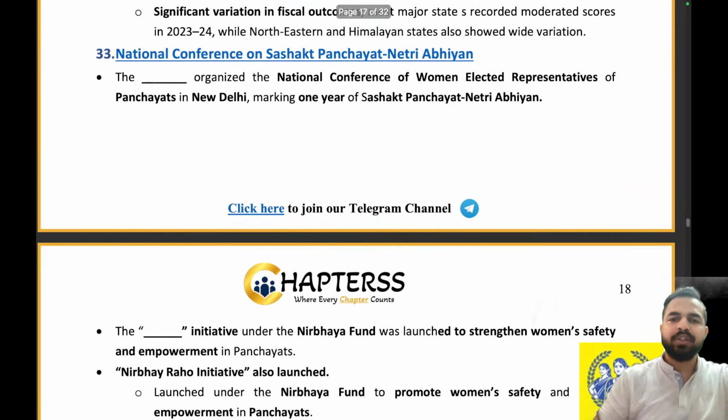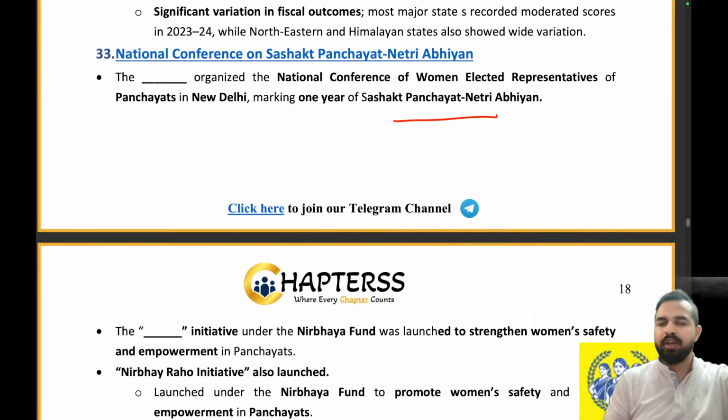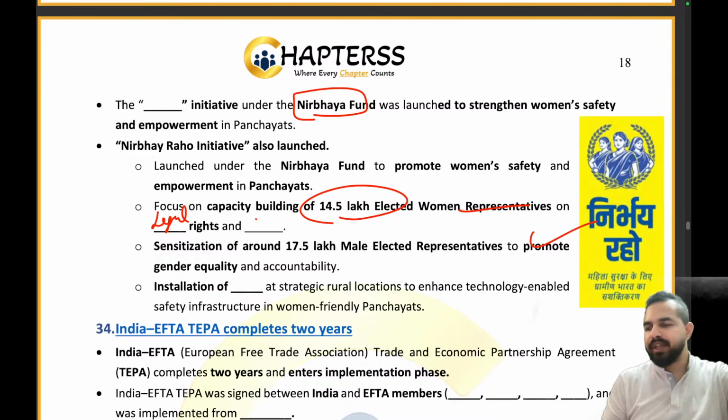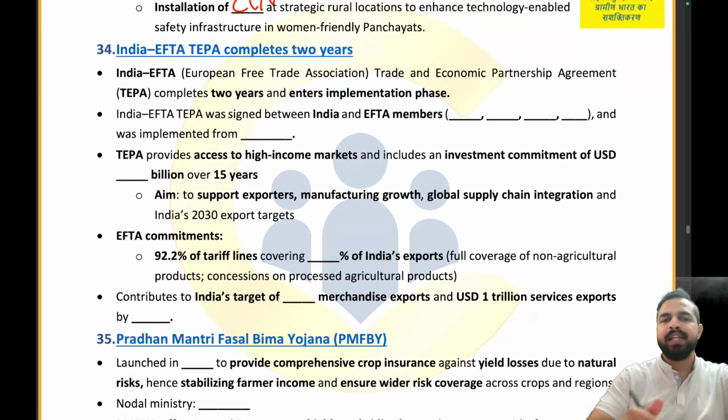The National Conference on the Sashakt Panchayat Netri Abhiyan, which has completed 1 year, has been organized by which ministry? It has been organized by the Ministry of Panchayati Raj. The Dash initiative under the Nirbhaya Fund was launched. What is the initiative? Nirbhaya Raho initiative. It focuses on building capacity of 14.5 lakh elected women representatives on legal rights and equalities, sensitization of around 17.5 lakh male elected representatives, and installation of CCTV cameras. Clear everyone?